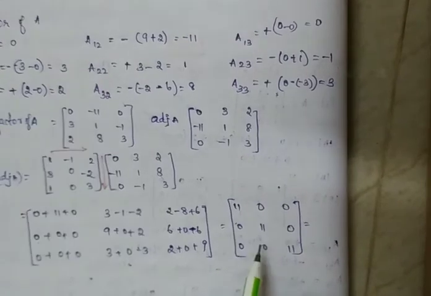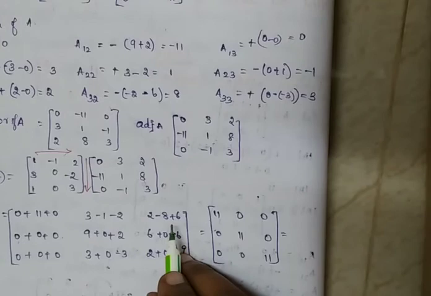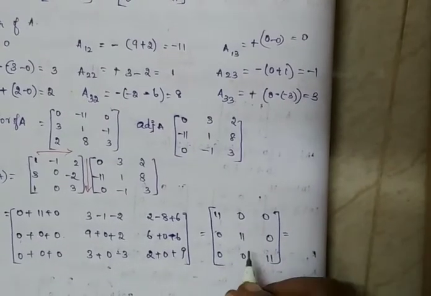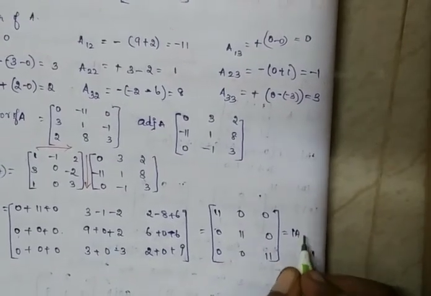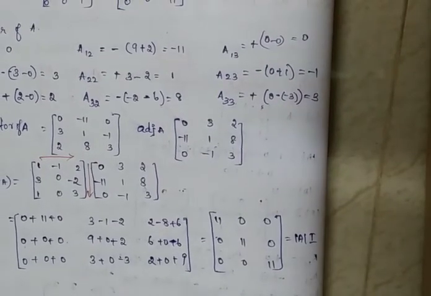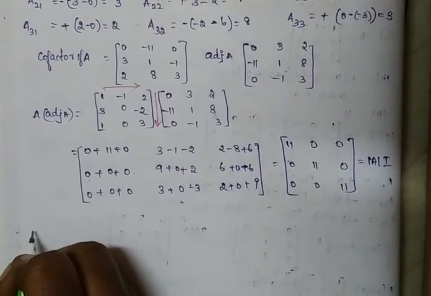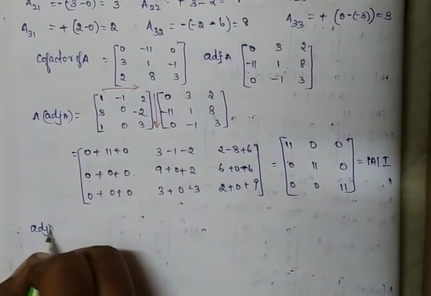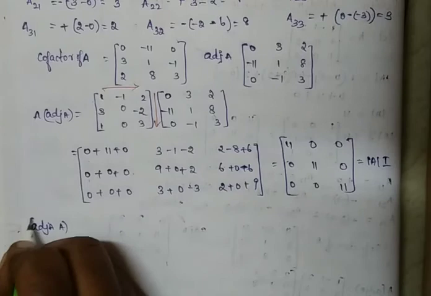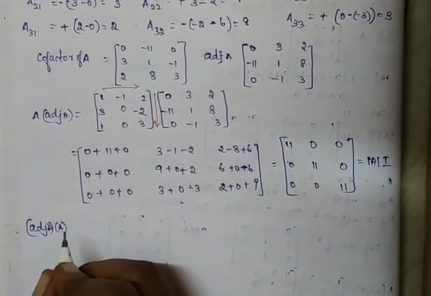The 11 is the value of the determinant, so we can take the 11 out, and if I write it out, then that will be equal to determinant of A into this identity matrix here. Now the same thing we have to multiply in reverse also, that is adjoint A into A, to prove that we are getting the same thing there.